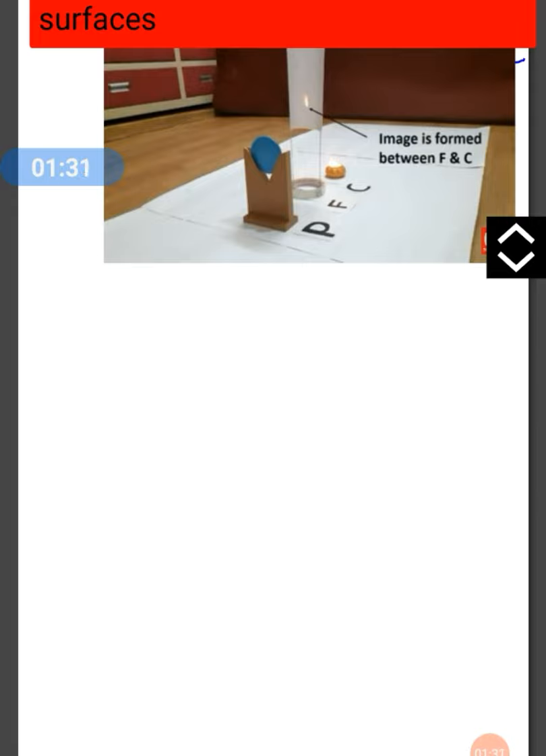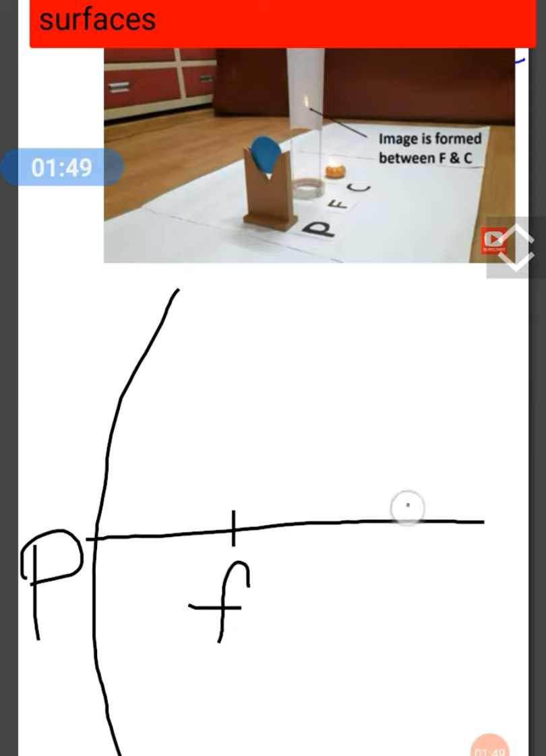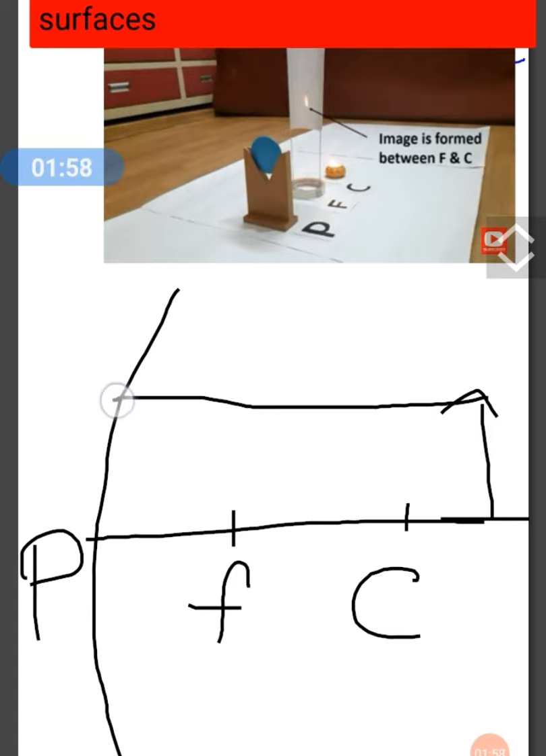Now see here students, if you put the object beyond C, the image is formed between F and C. See here, I am drawing the ray diagram. You should practice it with a pencil and should measure the focal point and center of curvature. See here, this is the object beyond C. The first ray is parallel to the principal axis and the reflected ray passes through the focal point.